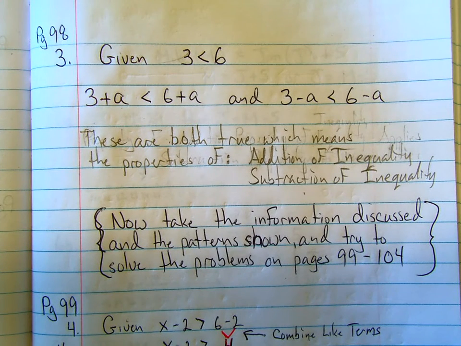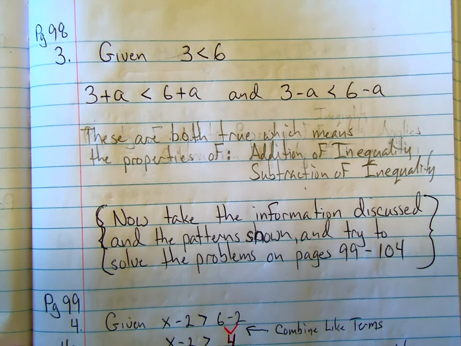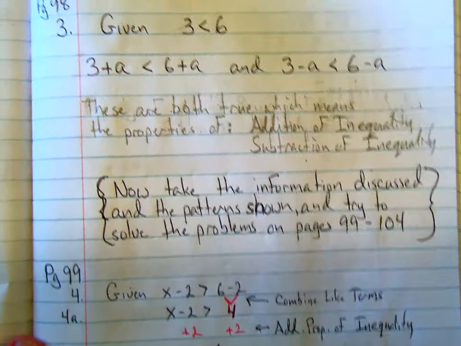Page 98, number 3. Both of these statements are true, that you can add or subtract an a to both sides because of the properties, the addition property of inequality and the subtraction property of inequality. Now take the information discussed and the pattern shown, and again, you solve the problems on 99 through 104. Page 99.